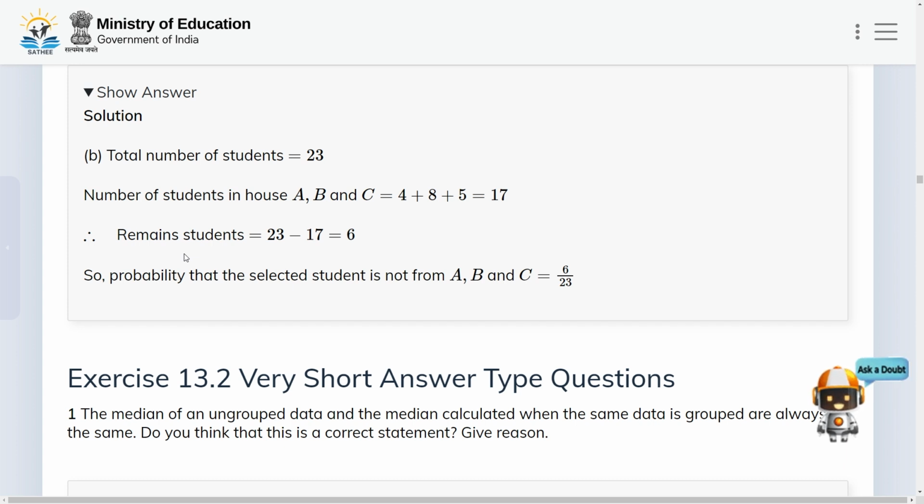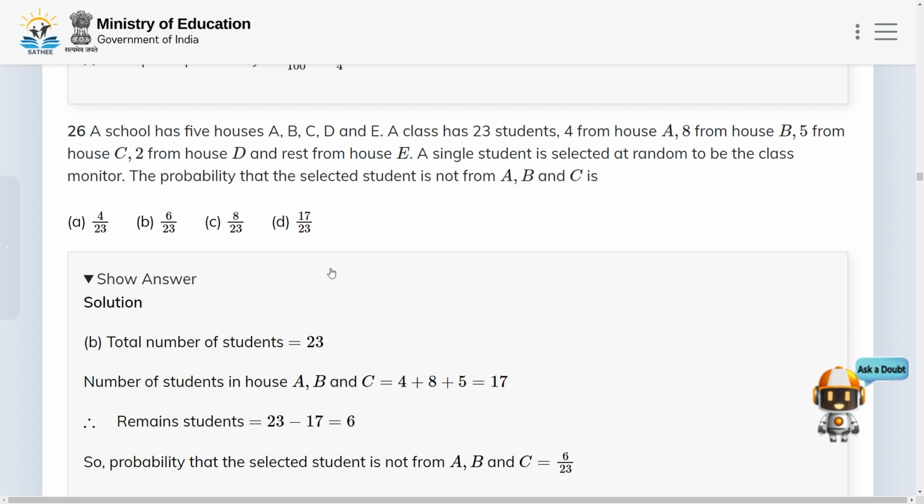Here the probability that the selected student is from A, B, C is equal to 17 by 23. Then the probability that the selected student is not from A, B, C is equal to 1 minus the probability that the selected student is from A, B, C. This is equal to 1 minus 17 by 23, which is equal to 6 by 23. So the probability that the selected student is not from A, B, C is 6 by 23, and the correct answer is option B.